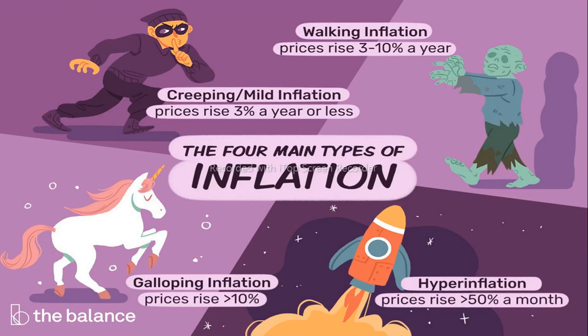Next, walking inflation. It is characterized by an increase in prices of 3 to 10% a year, which is above the creeping inflation. Next, galloping inflation. Galloping inflation is characterized by a rapid and accelerating rise in the prices, usually ranging from double digit to triple digit percentages.